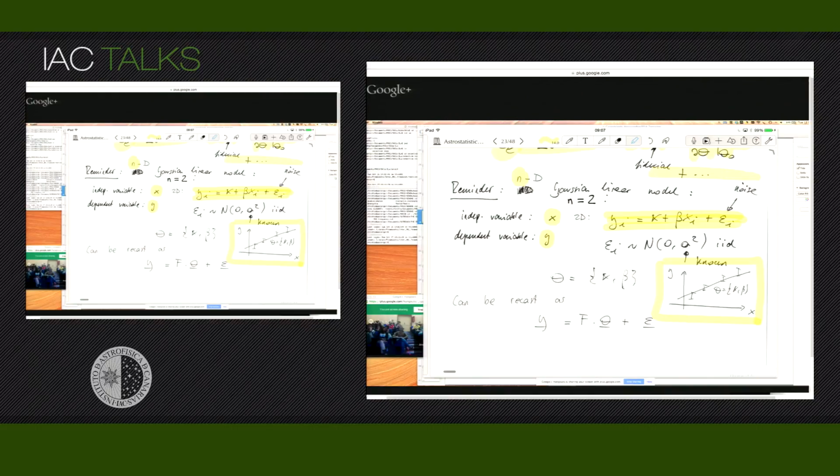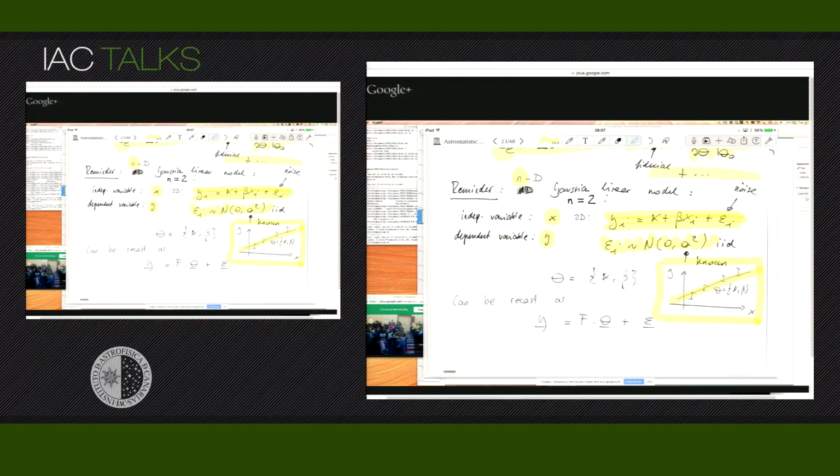We have a bunch of Gaussian distributed data points, where the noise epsilon_i is IID, by which I mean independent identically distributed, with a known variance sigma squared, and it's a normal distribution. What we are trying to do is infer the slope and the intercept of a linear fit here. So our parameters theta are alpha and beta.